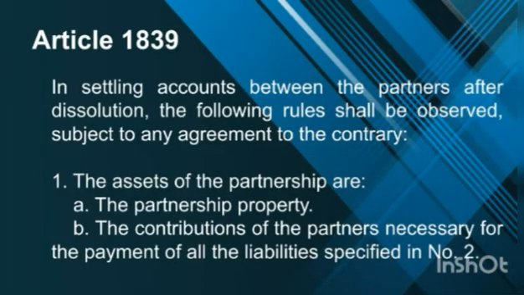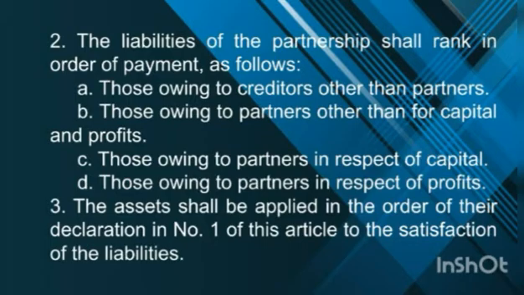Article 1839. In setting accounts between the partners after dissolution, the following rules shall be observed, subject to any agreement to the contrary. 1. The assets of the partnership are the partnership property and the contributions of the partners necessary for the payment of all the liabilities. 2. The liabilities of the partnership shall rank in order of payment as follows: those owing to creditors other than partners, those owing to partners other than for capital and profits, those owing to partners in respect of capital, those owing to partners in respect of profits.